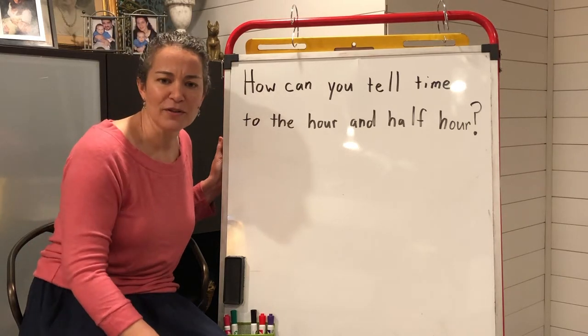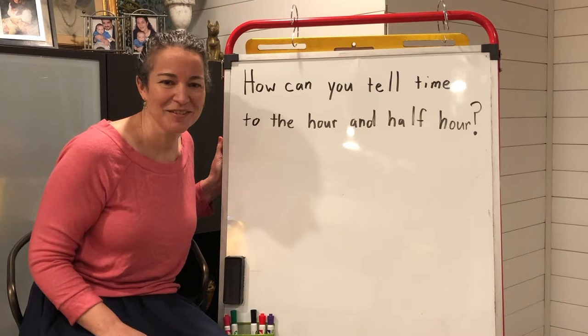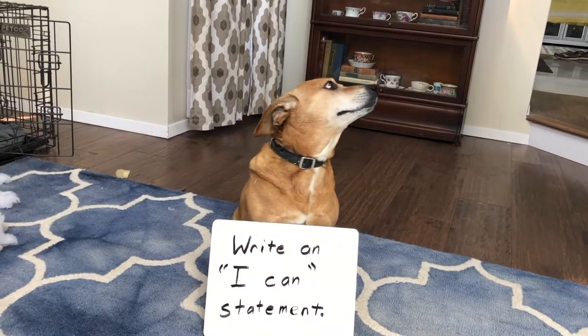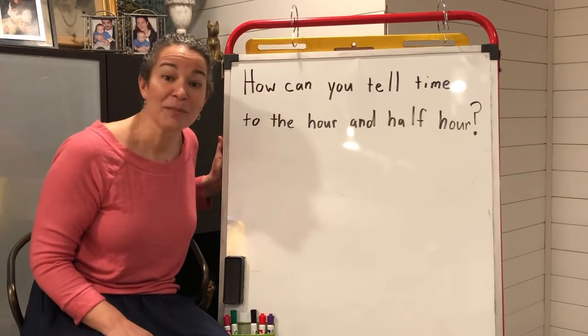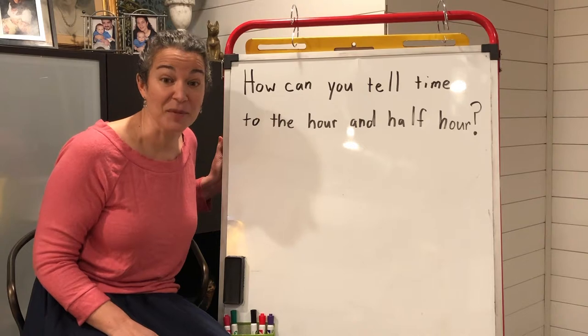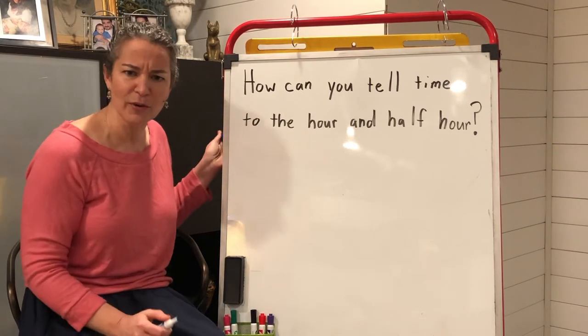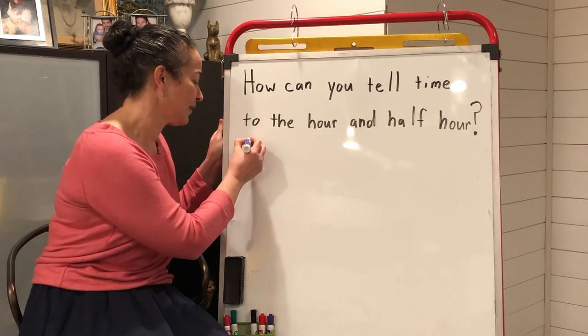All right, my friends, what's the first thing we should do? It's what we always do. Yes, you're right. What? You want me to ask Penny? Penny, what should we do? Penny says we should write an I can statement. Oh, you knew that. I'm glad you did. Let's write our I can statement. What does it start with? And what is the rule about that word I? Yes, it has to be capitalized.